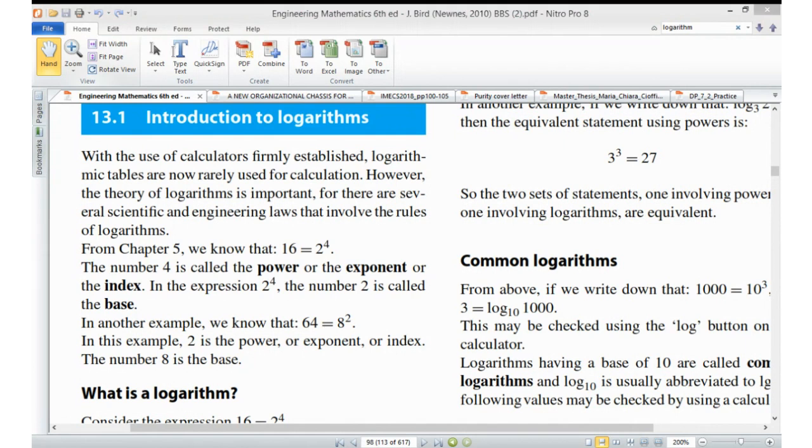But we are connecting it to the concept of indices or the power that we've just looked at from the previous chapter, or from a few minutes ago. So where the rules of indices cannot work, then we usually work with logarithms. So what is this logarithms?